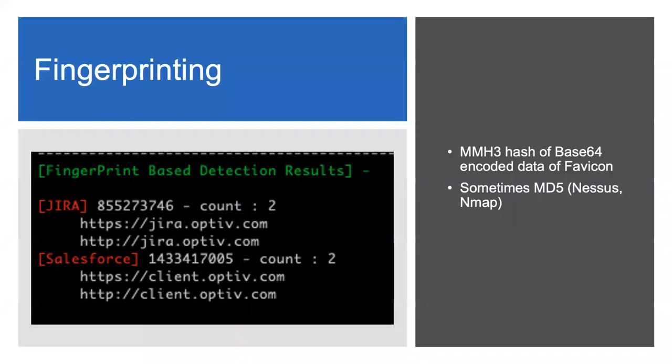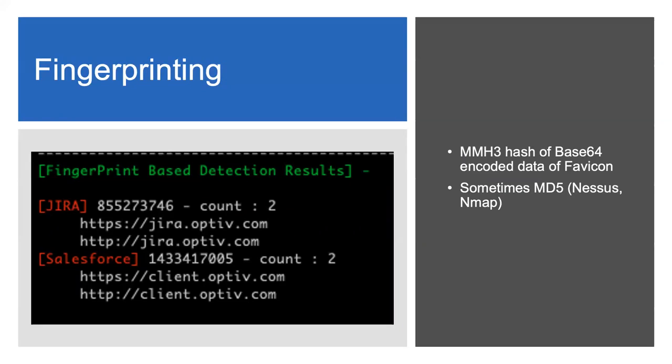And so the main use cases for these are fingerprinting and asset discovery. Generally, these are going to be located at /favicon.ico, and Get Favicon for Chrome can be used to locate them if they're in a non-standard location. For fingerprinting, it uses an MMH3 or Murmur3 hash of the base64 encoded data. The older tools, as I mentioned, like Nessus and Nmap, were using MD5.